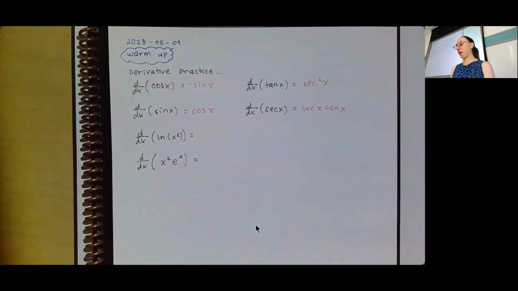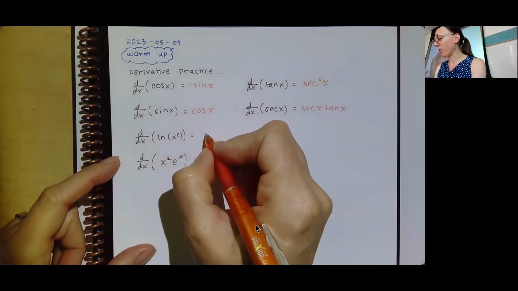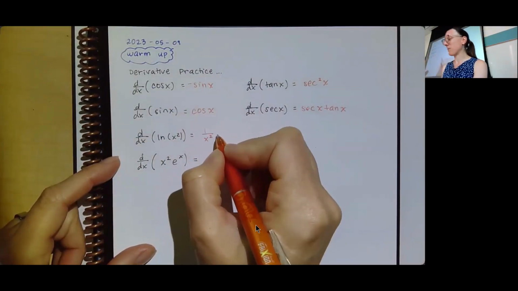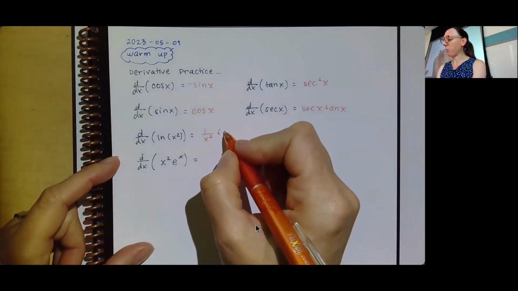And now just for fun, if I take the derivative of natural log of something, I end up with 1 over that something times the derivative of the inside. So chain rule says I've got to multiply by, perfect.